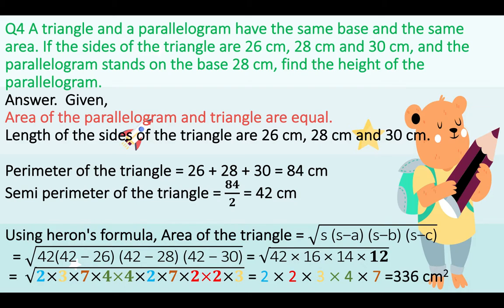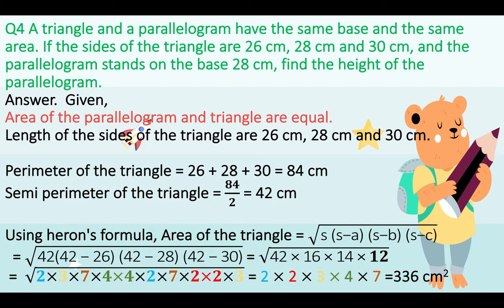And what is the formula for the area of a parallelogram? The area of a parallelogram is equal to base into height. We know the base of the parallelogram, it is the side of 28 centimeters. So the only unknown variable is the height, that is h. By this equation we can find the height h, because once we have found the area of the triangle, it will be equal to the area of the parallelogram. So let's see how we will proceed.